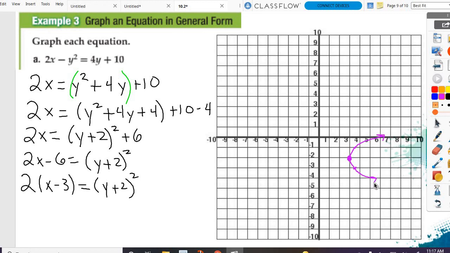So our graph is going to be going right because our p value is positive and our y is what's being squared. Now, what is our p value? 1/2. So that means that my focus is going to be 1/2 to the right, and my directrix is going to be 1/2 to the left. And that would be our answer. Questions on any of those steps?